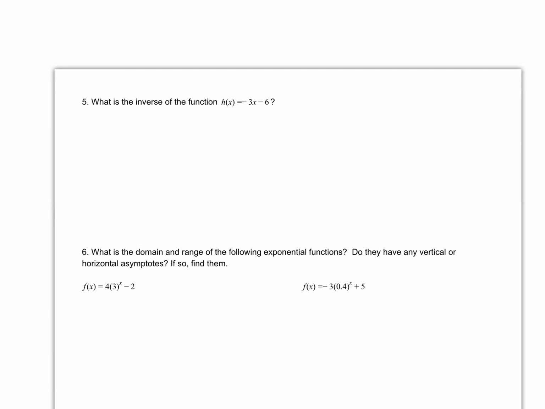Okay. The next question is actually given an equation, given a function h of x. Find the inverse. So remember our steps here. Step 1, switch x and y. Step 2, resolve for y. So in this function, I'm just going to say it's y equals to make my math work out nicer. And then I'm going to switch x and y.